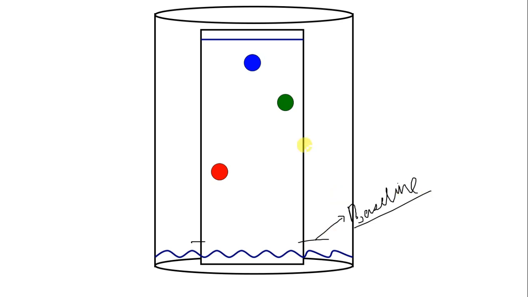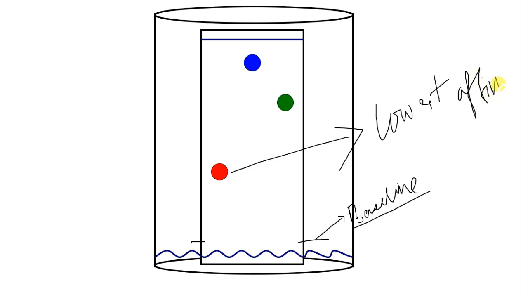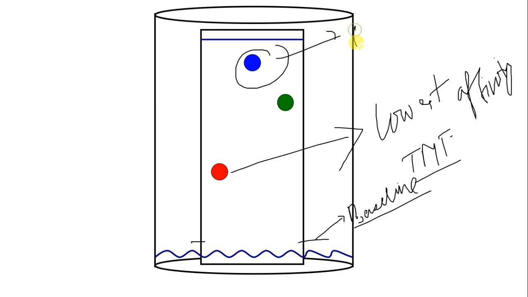If we consider this one, it has the lowest affinity towards the mobile phase, but this one has the highest affinity towards the mobile phase. Why? Because the more the affinity towards the mobile phase, the better the migration efficiency.